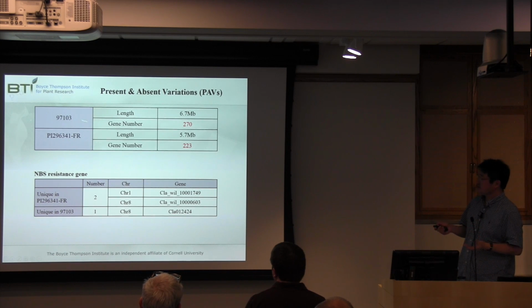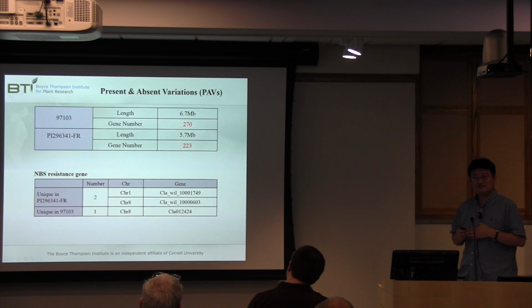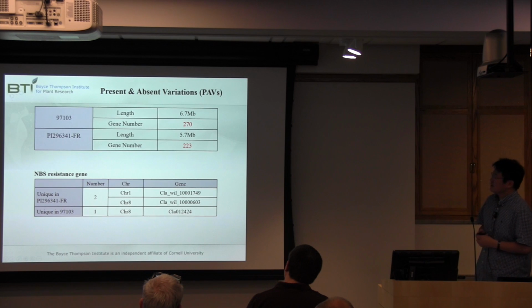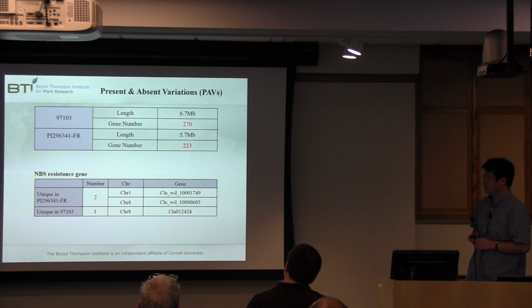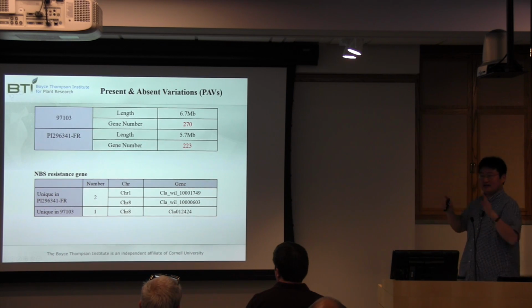As I mentioned before, this wild accession has resistance to Fusarium race 0, 1 and 2. We compared this genome and looked at the R genes, the resistance genes. We found only two genes that are totally unique, that only exist in this PI, and one gene that exists only in 97103. So that means these genes are totally absent in one or the other.